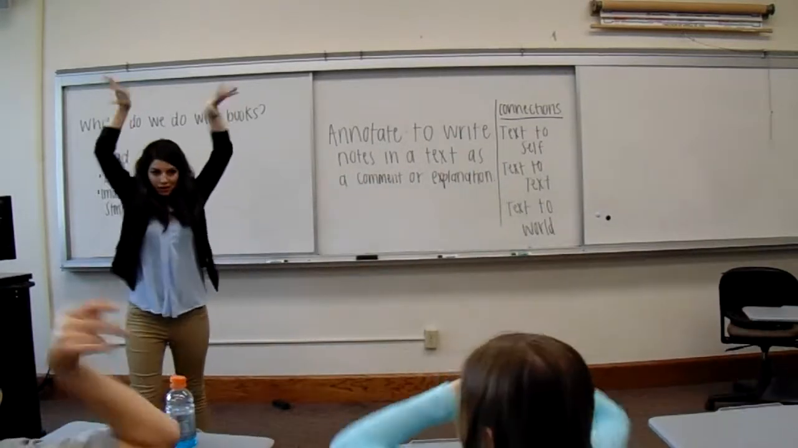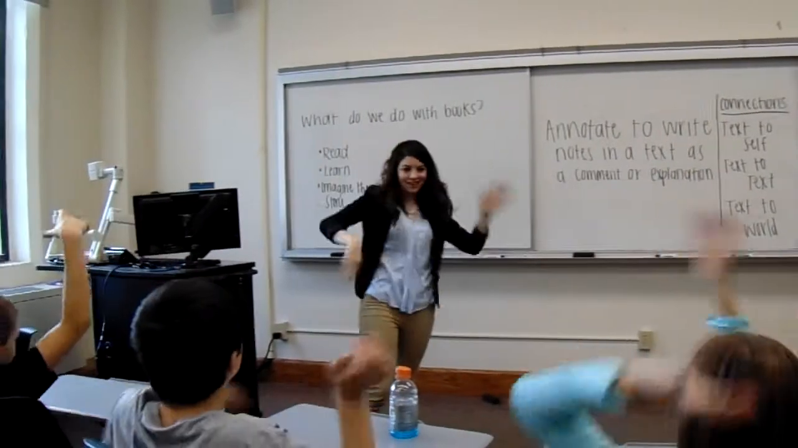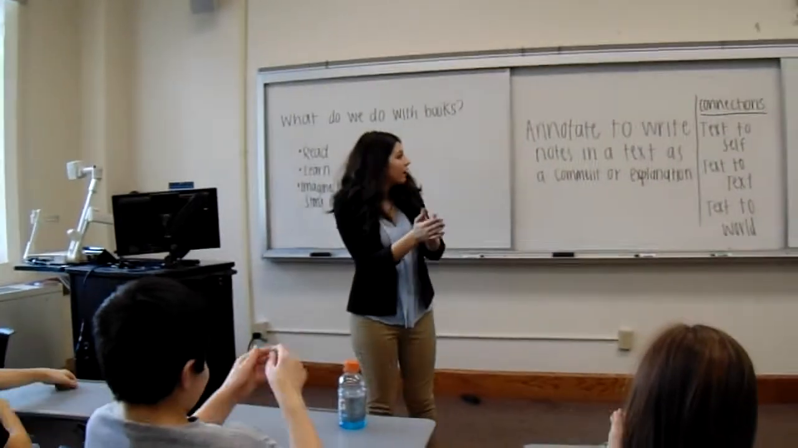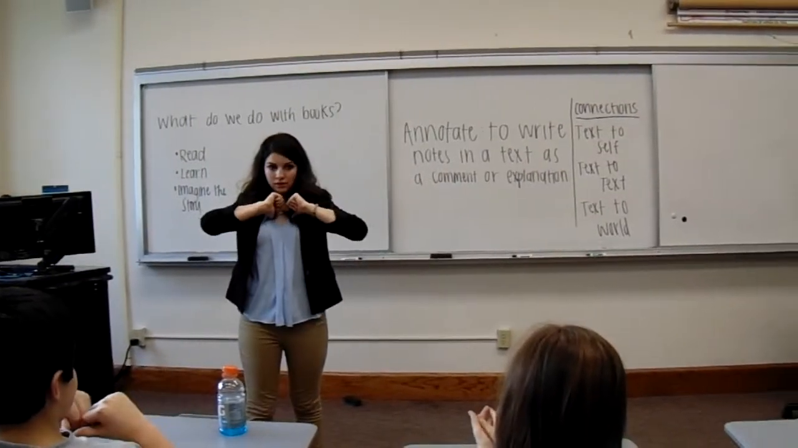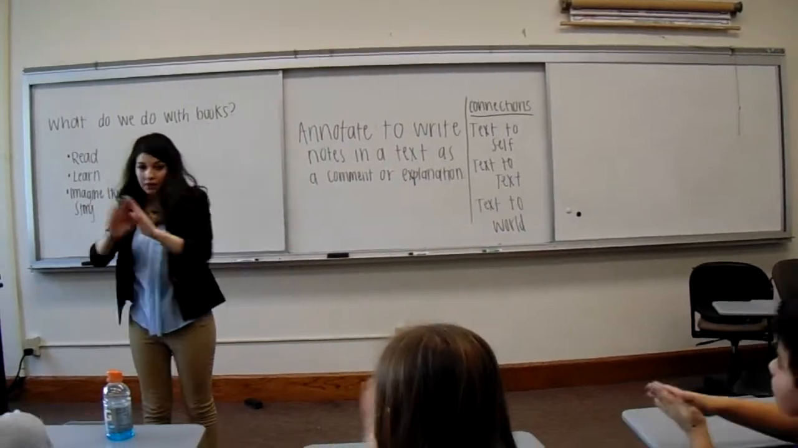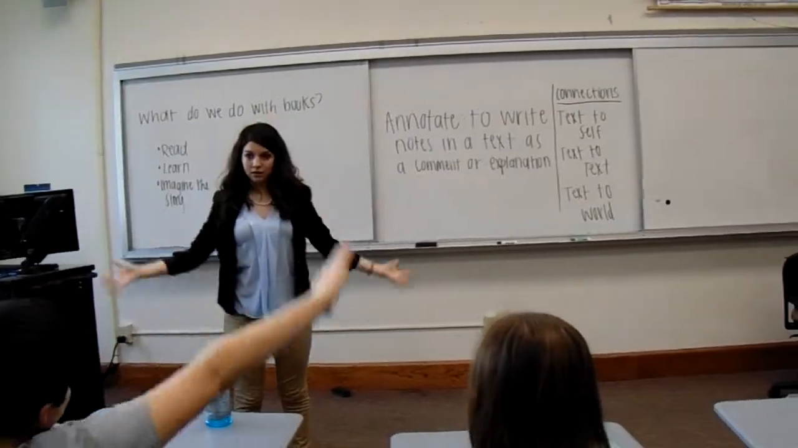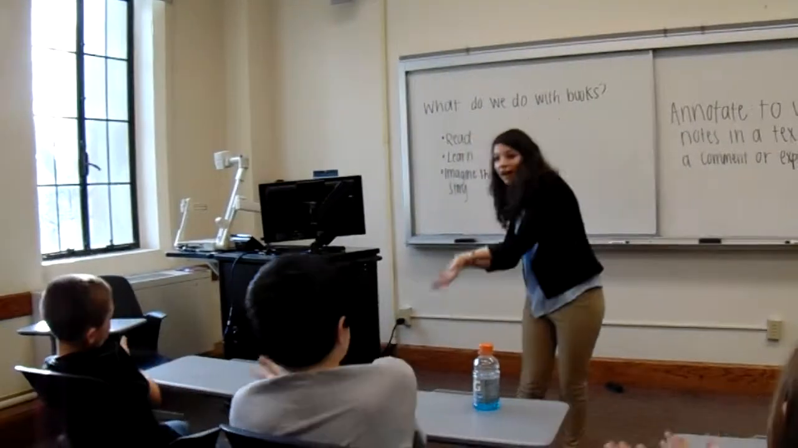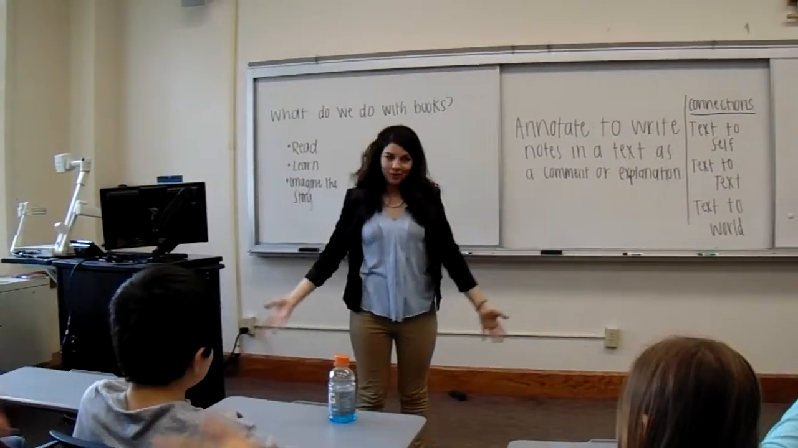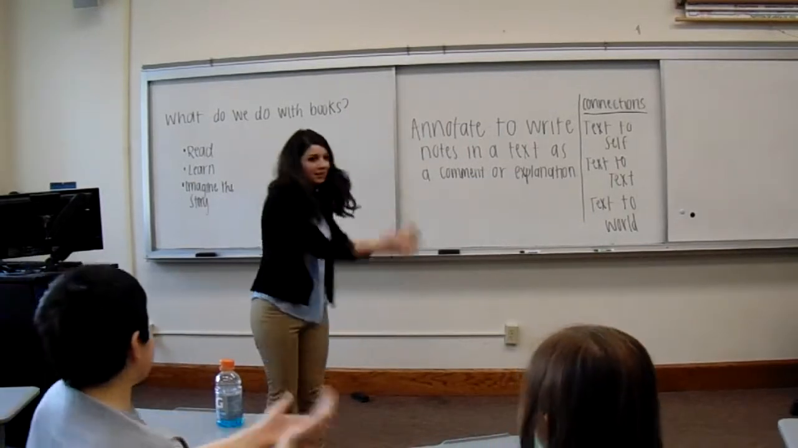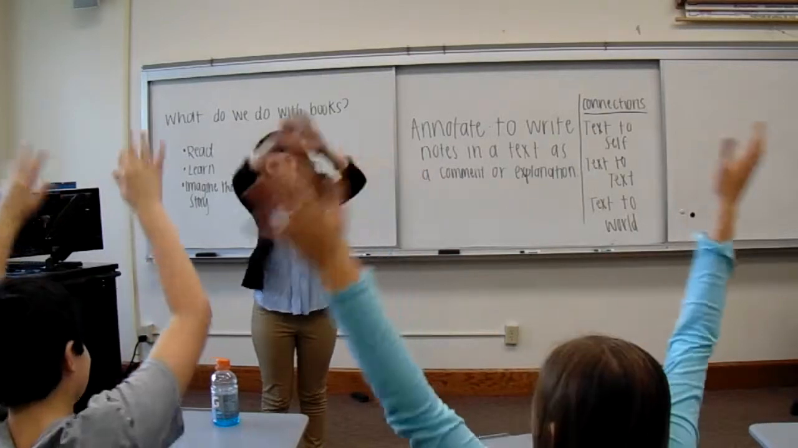So let's shake them out, shake them up, shake them down, shake them more. Whenever we say text, we're going to open our hands like a book. When we say self, we're going to do two thumbs on us. So text to self, and then text to text, and then text to world, we're going to make a big circle like the world, because the world's pretty broad. So you guys want to say that with me? We got text to self, text to text, and text to world.